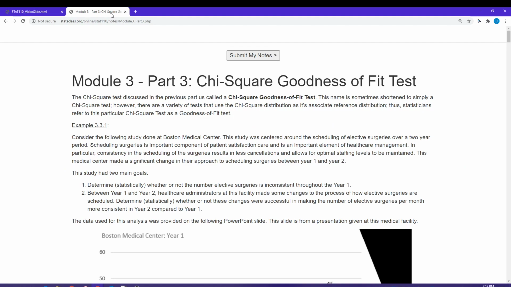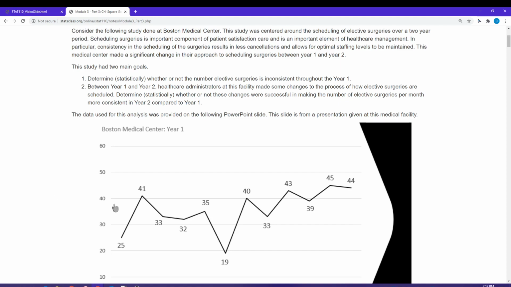So the case study that we're going to use for this example is the Boston Medical Center case study. This study was centered around the scheduling of elective surgeries over a 2-year time period. Scheduling of surgeries is an important component of patient satisfaction and healthcare management. In particular, consistency in the scheduling of surgery results in less cancellations and allows for optimal staffing to be obtained. So when we are scheduling these surgeries, we'd like to do those in a consistent manner.